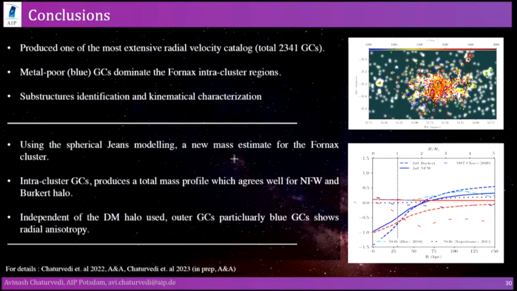We find that including the intracluster globular clusters produces a total mass profile which agrees quite well independent of the dark matter halo we use. And for the blue globular clusters, we find that in the outer skirts, they show radial anisotropy. This gives a hint that these are the accreted components in the cluster environment.